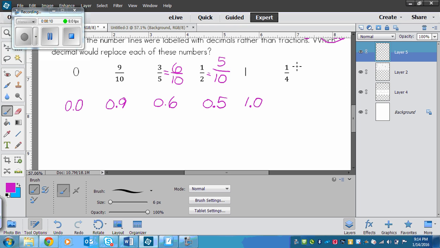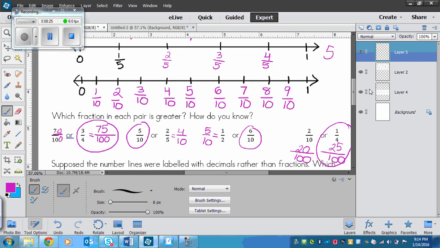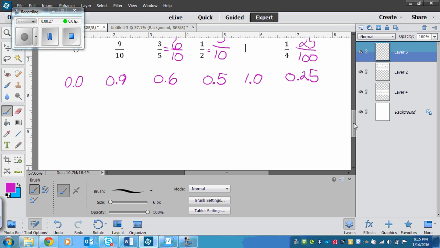Okay, 1 as a decimal, you should have got 1.0 to show that there's no decimals after there, no numbers. And the last one, we're thinking in quarters again, so we can convert this to 25 hundredths. And so my decimal would be 0.25. Okay. So I could put that up on the number line.